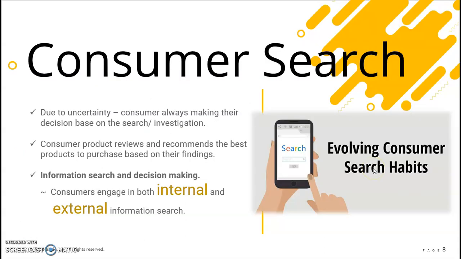Okay, now let's move to the consumer search topic. As a consumer, we have risk aversion in our life. So we have to search if we want to buy something or to find something. Due to uncertainty, consumers always make decisions based on search or investigation. Consumers review products and recommend the best product to purchase based on their findings. Okay, information search and decision making.